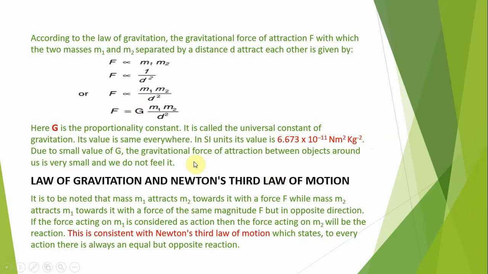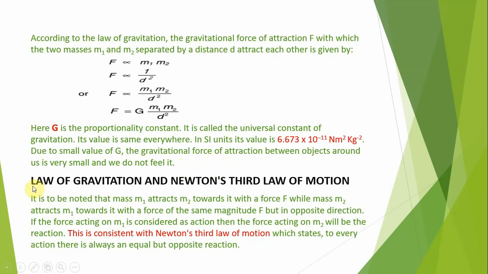Here students, a question comes to our mind that if there is a force between every two objects in the universe, then why don't we feel that? The answer is, you can see the value of the gravitational constant is very low. This minus 11 indicates that the value of G is too small. So that is why, due to the small value of the gravitational constant, we do not feel the force.